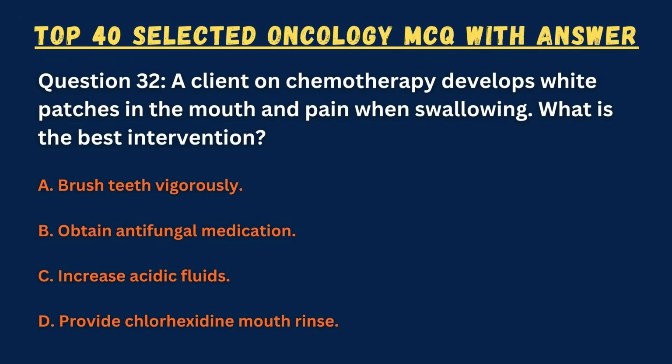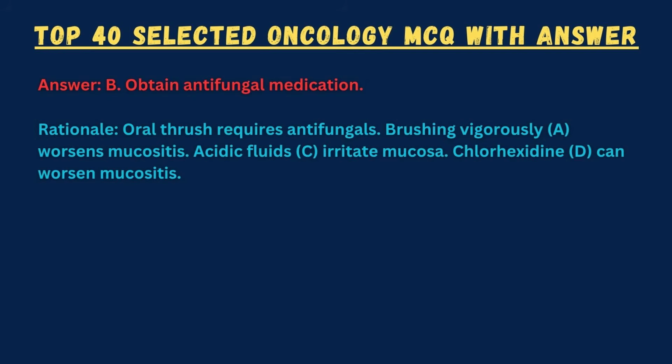Question 32. A client on chemotherapy develops white patches in the mouth and pain when swallowing. What is the best intervention? A. Brush teeth vigorously. B. Obtain antifungal medication. C. Increase acidic fluids. D. Provide chlorhexidine mouth rinse. Answer. B. Obtain antifungal medication. Rationale. Oral thrush requires antifungals. Brushing vigorously, A, worsens mucositis. Acidic fluids, C, irritate mucosa. Chlorhexidine, D, can worsen mucositis.